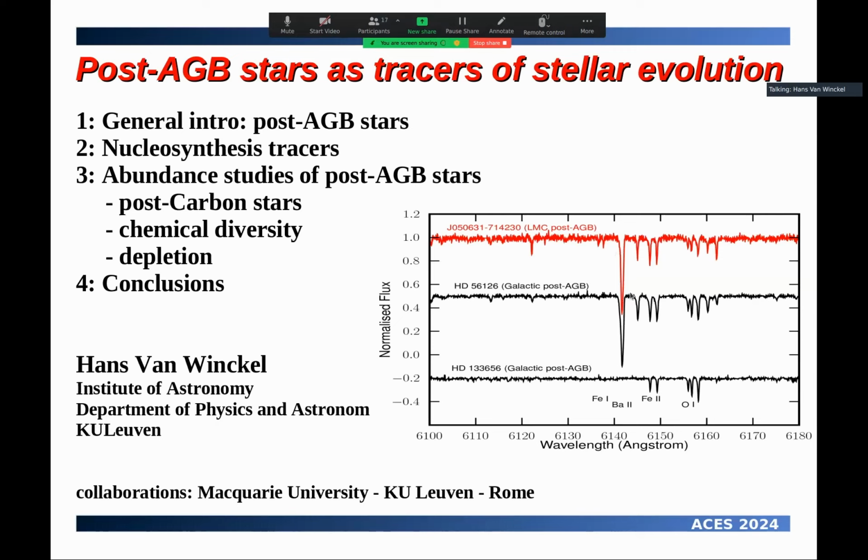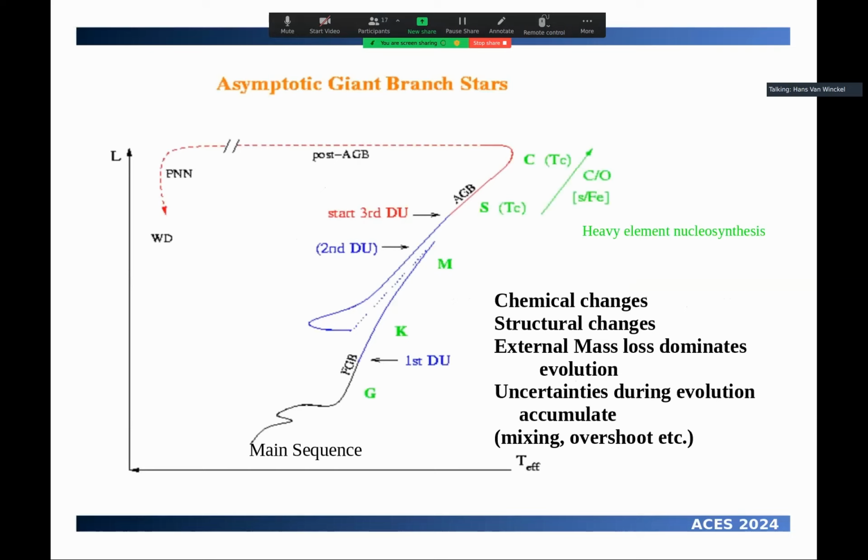So I'll give a general introduction of post-AGB stars first. I'll focus a little bit on nucleosynthesis tracers, and then I'll come to the results on post-AGB stars. It will be quite confusing in a way because there is a much larger diversity than what you expected from first principles. Just to set the stage, this is of course very clear.